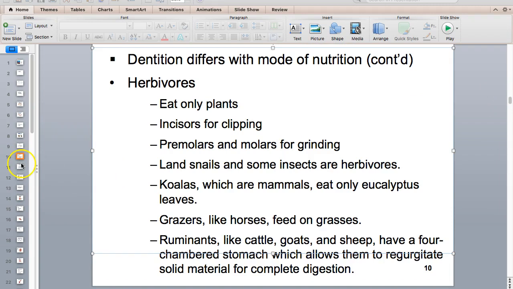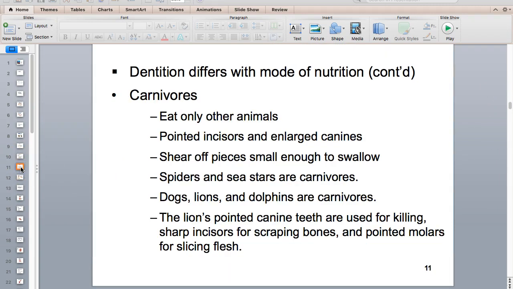Okay. So know what a ruminant is, right? We talk about carnivores. Obviously, these are only animals that eat other animals. They have these really pointy incisors and enlarged canines to be able to obviously grab their prey and eat it. I mean, remember we talked about the saber-toothed cat, right? Super, super huge adaptation in the teeth to be able to get its prey, okay?